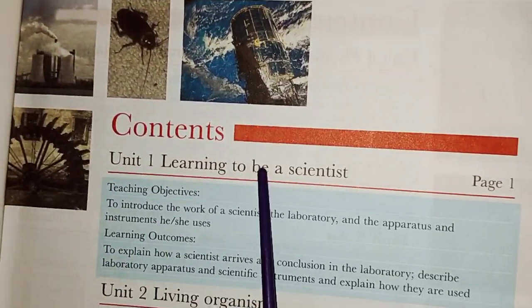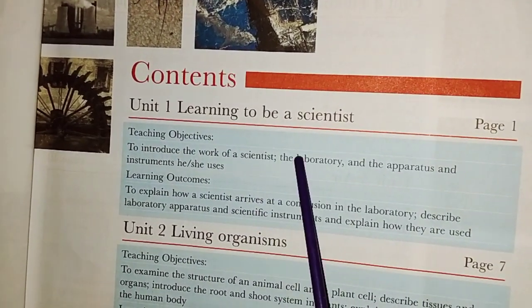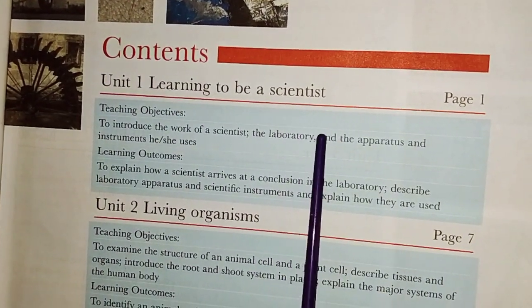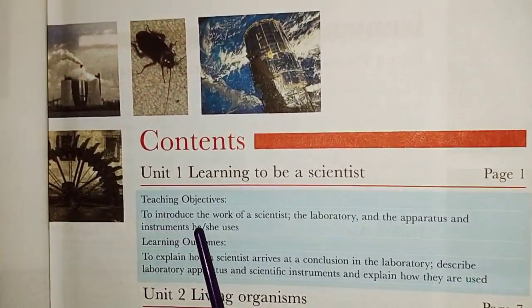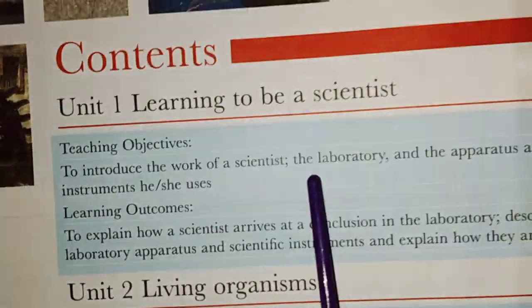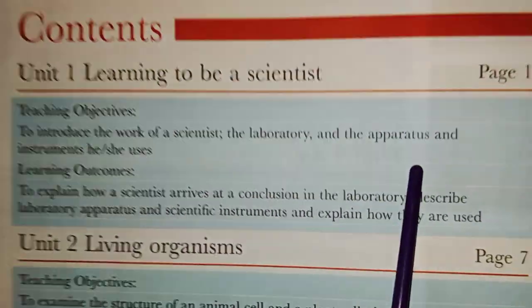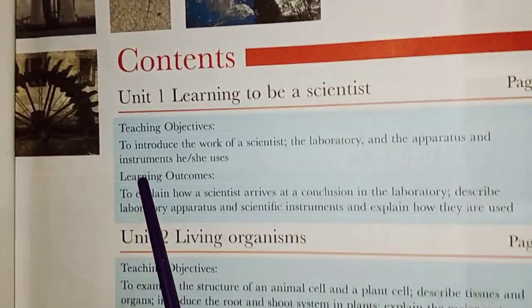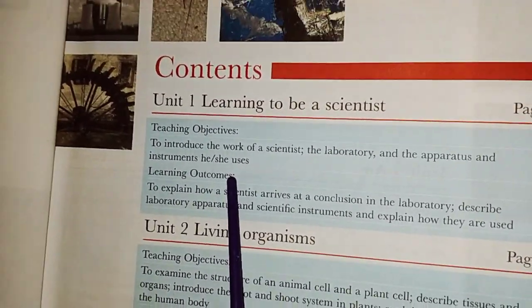Bismillahirrahmanirrahim. Content Unit 1: Learning to be a scientist. Page number 8. Teaching objectives: to introduce the work of a scientist, the laboratory and apparatus and instruments she uses.